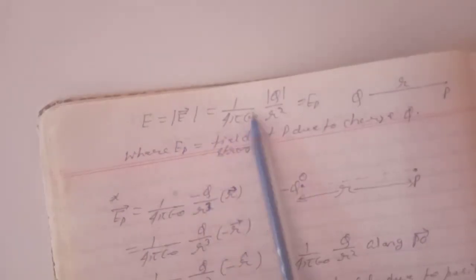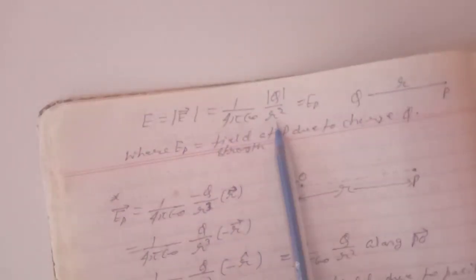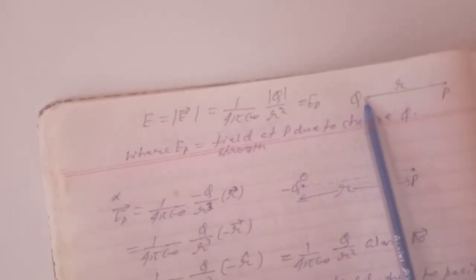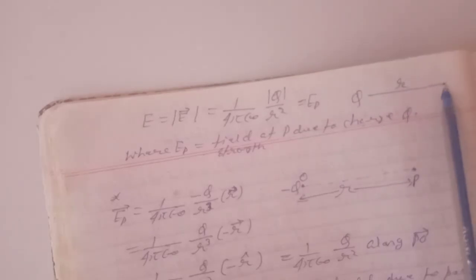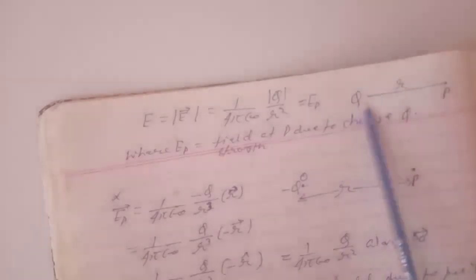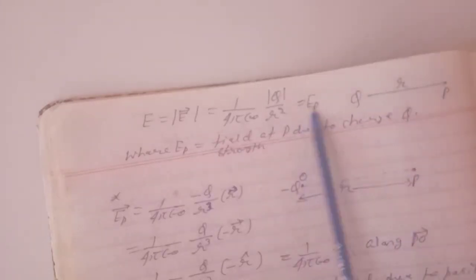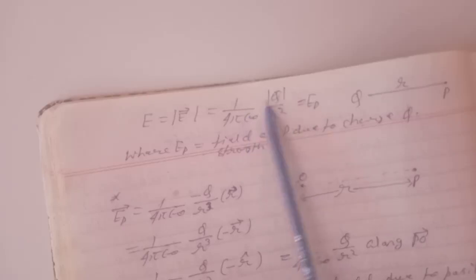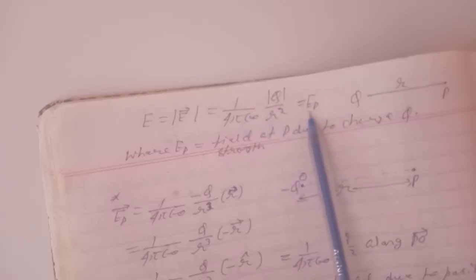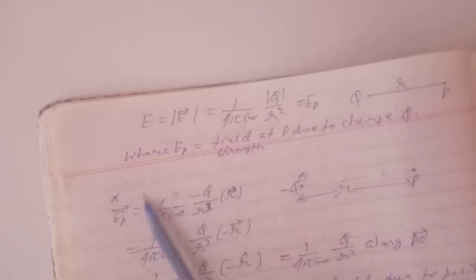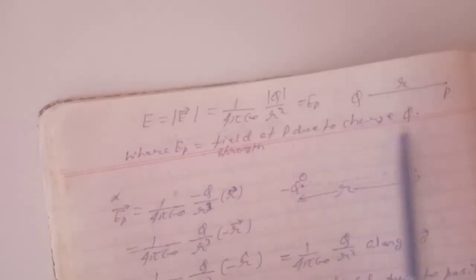Now it can be written as E equals mod of E vector equals 1 by 4 pi epsilon naught mod of Q by r square, equals EP. If this point is P and this is charge Q, then the electric field at this point due to this charge Q at a distance r will be given by this formula, 1 by 4 pi epsilon naught mod of Q by r square. It is also written as EP to tell that it is the electric field at point P, where EP is the field at point P due to the charge Q.